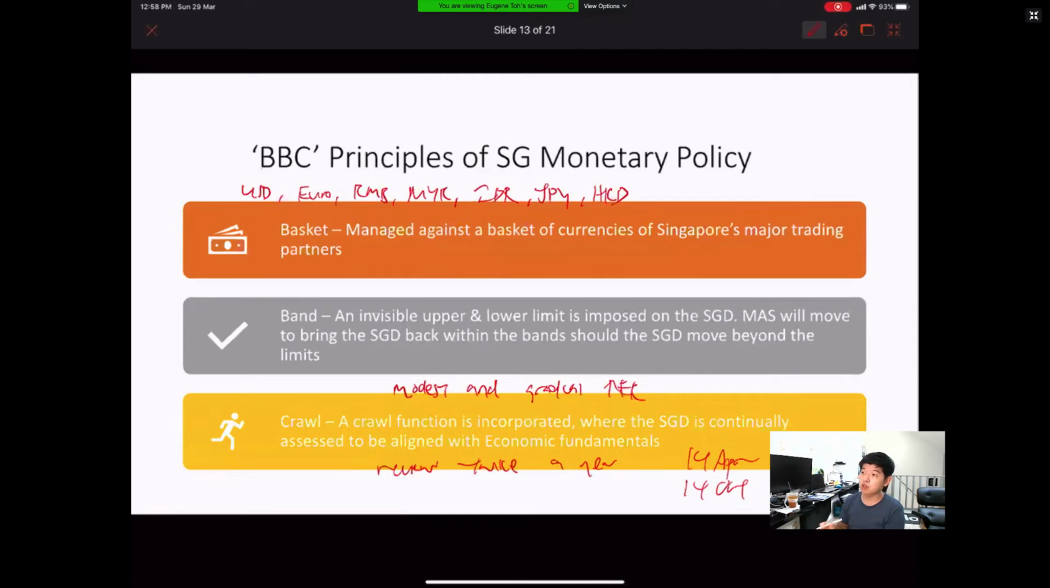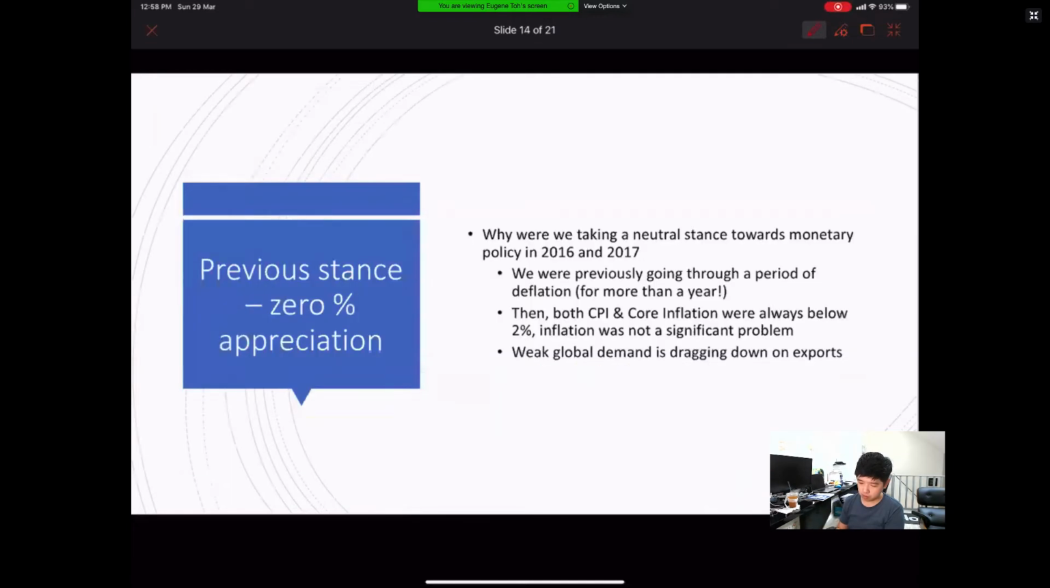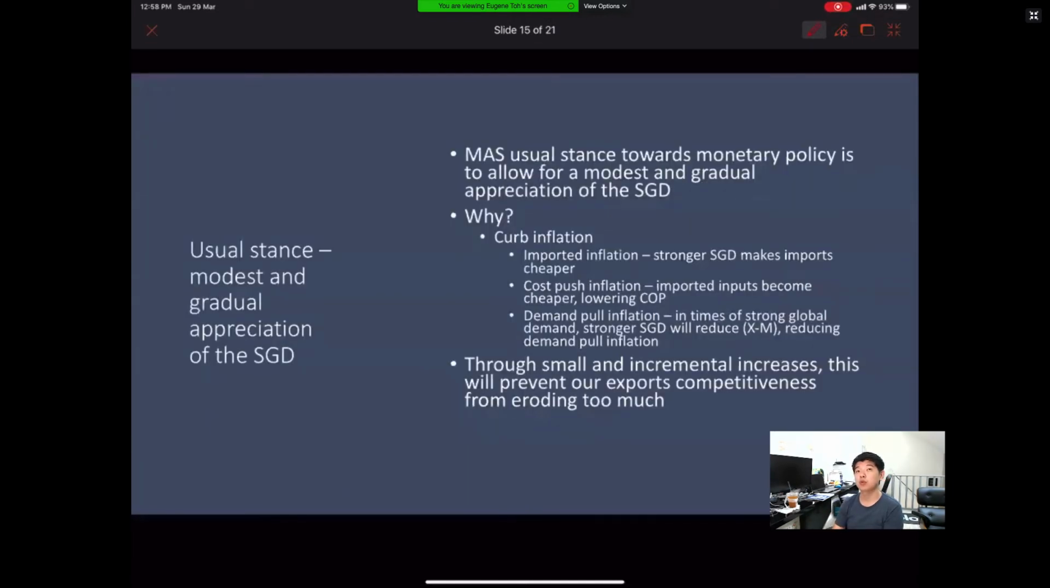twice a year we will review to see how the economy is currently doing and whether this modest and gradual appreciation is still an appropriate one to carry out. Now I'm going to go through the review of this modest and gradual appreciation of the Sing dollar. So Singapore adopts a modest and gradual appreciation of the Sing dollar. But why? Let's start first with why we want the Sing dollar to appreciate.